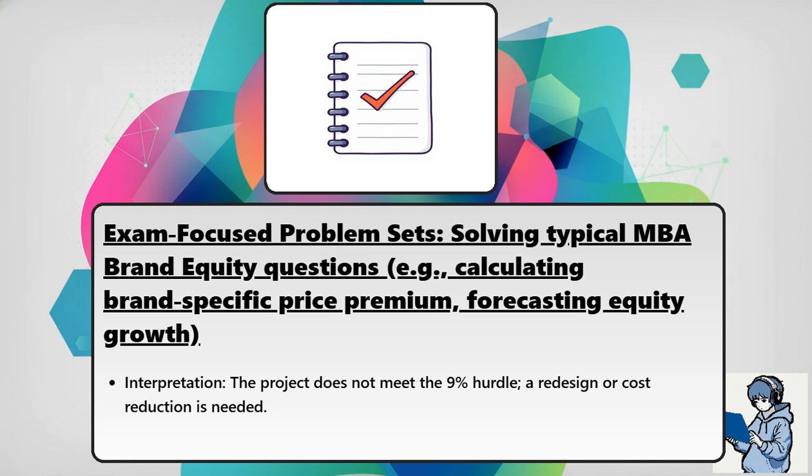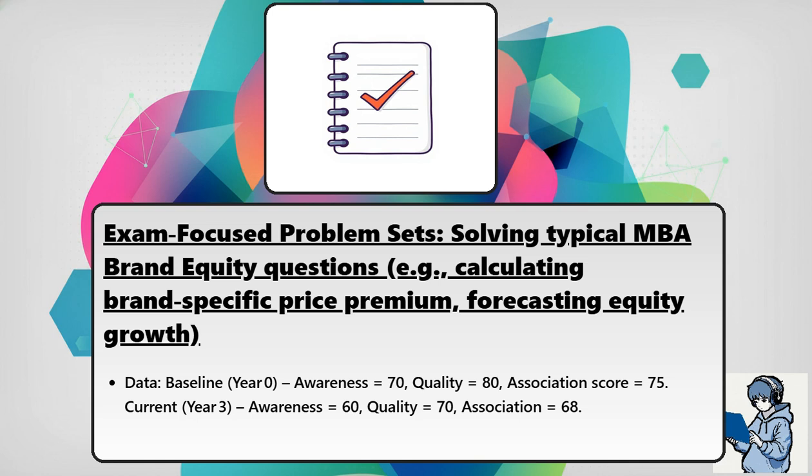Interpretation: the project does not meet the 9% hurdle. A redesign or cost reduction is needed. Problem 5 - brand dilution index calculation. Data: baseline year 0 awareness 70, quality 80, association score 75. Current year 3 awareness 60, quality 70, association 68.